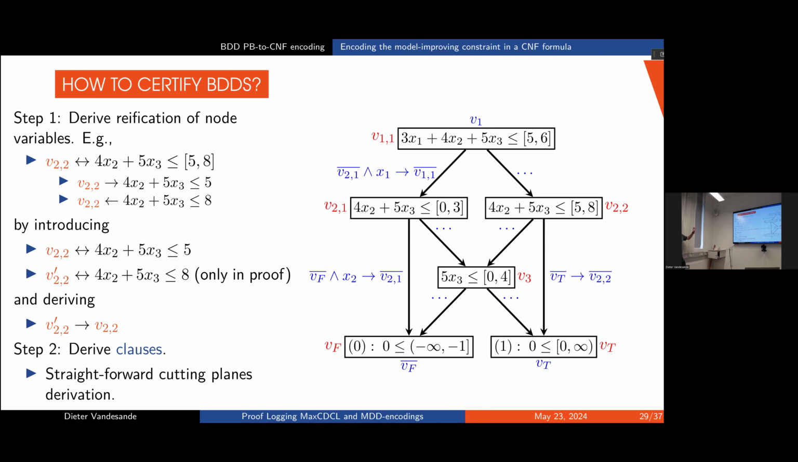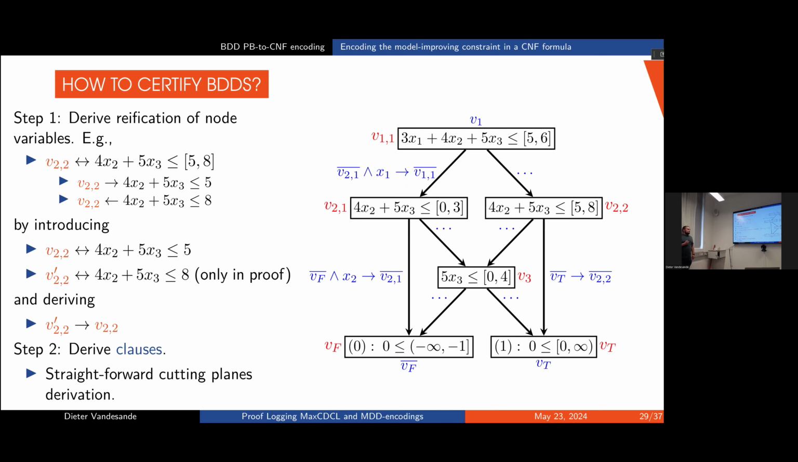And then after we've done that, I'll show you in the next slide, I think, how we can derive this one. But after we have this verification, we can derive the clauses by a simple cutting planes derivation. And it's just the addition of these constraints with the child.